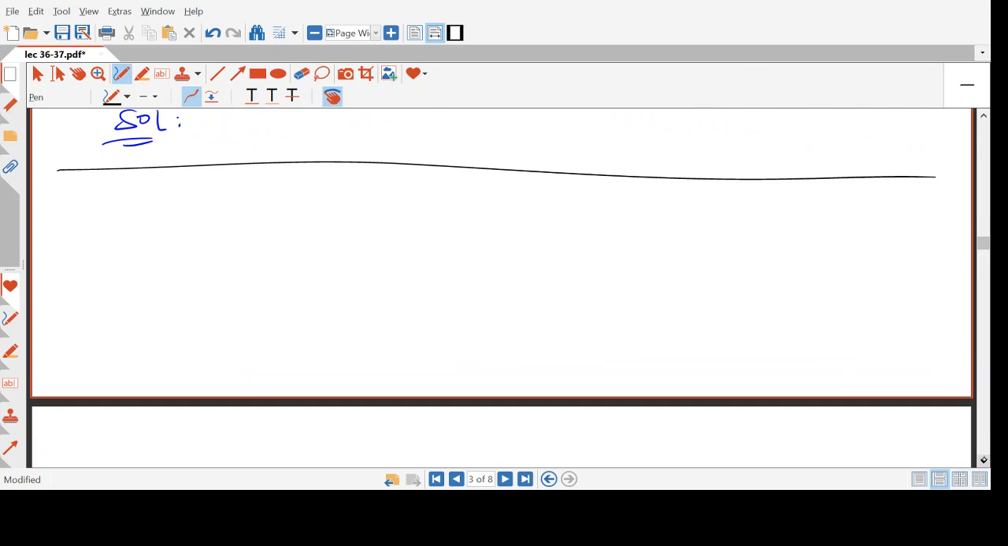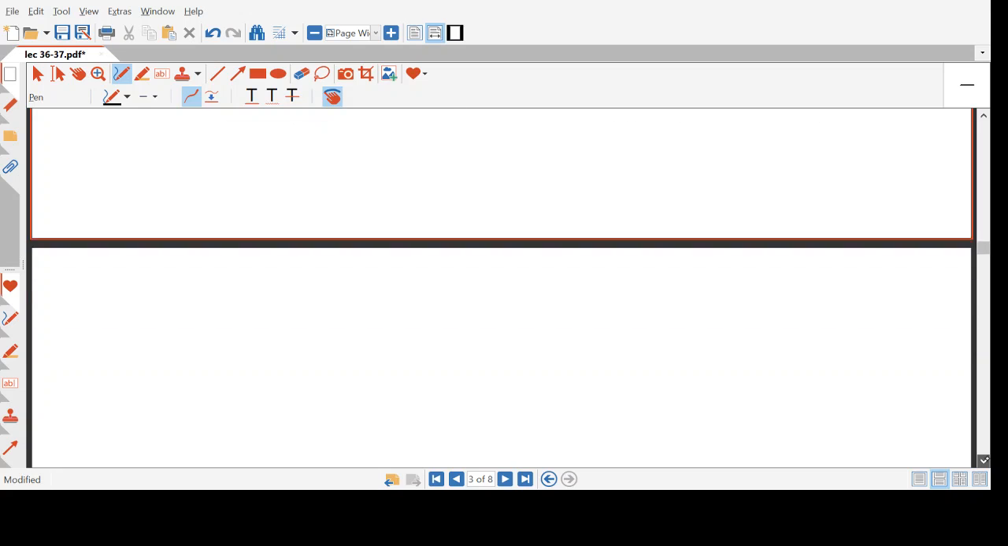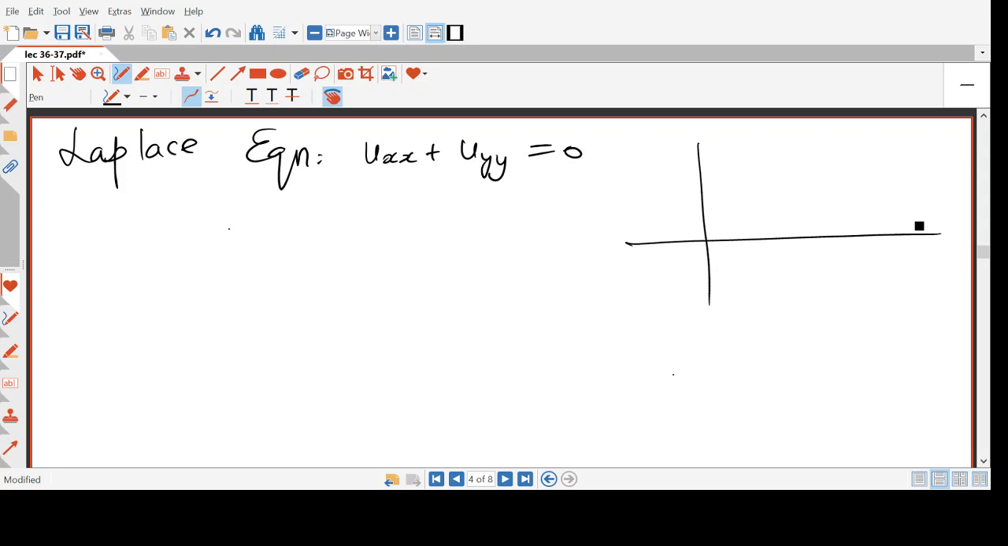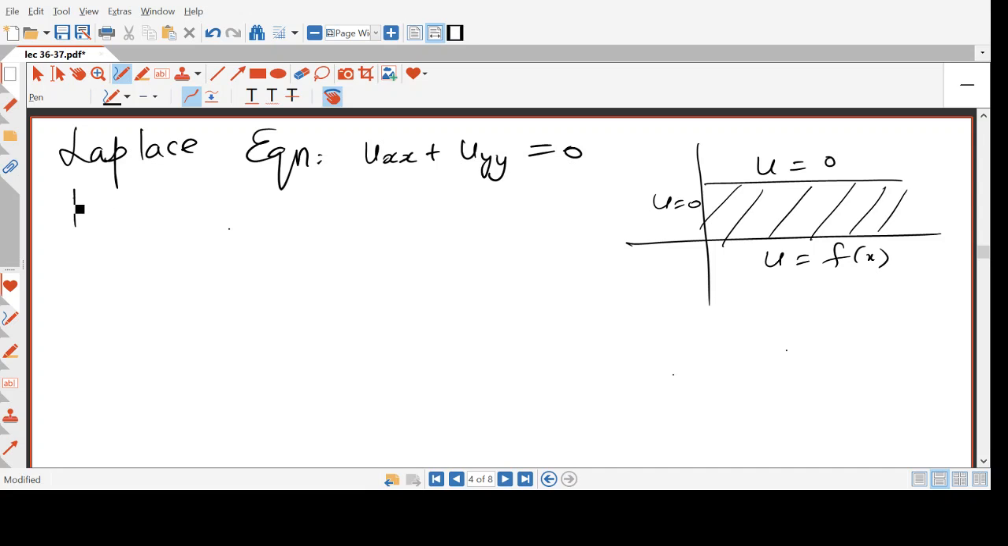Finally, let's take the Laplace equation. How do you handle the Laplace equation? Laplace equation: u_xx plus u_yy equal to 0. Okay, so we'll have a semi-infinite sheet like this. Let's say the temperature there is 0, temperature there is 0. Let's say the temperature here is some function of x. So we could say your boundary conditions, let's say this is L.